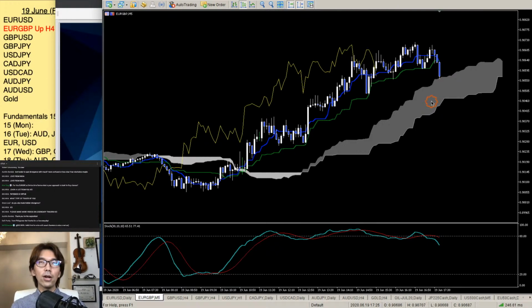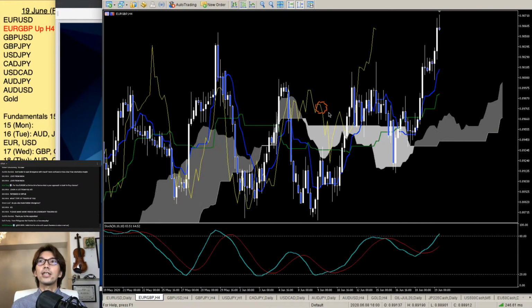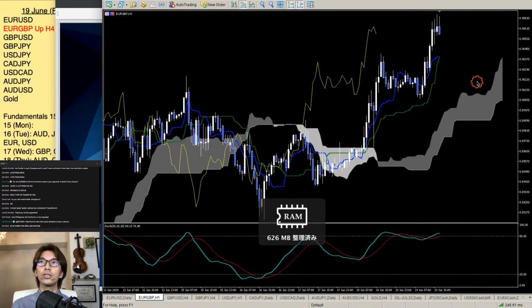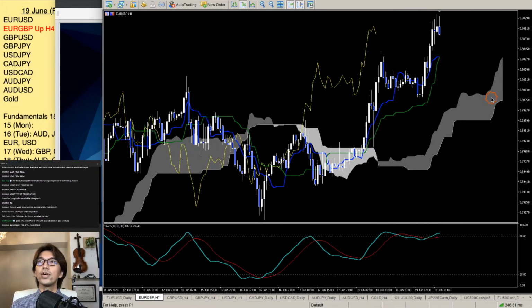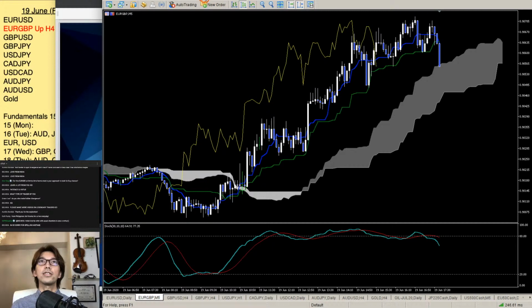And also, if you look at the 4 hour, this is the uptrend. In the forward chart, Kijun Sen is up and Senko Span A and B are up. So in that sense, I can still look for the buy chance. And the 1 hour chart is still uptrend too. Kumo is moving up, Senko Span A and Kijun Sen are upwards too. So I can still look for the buy chance in the 5 minute.